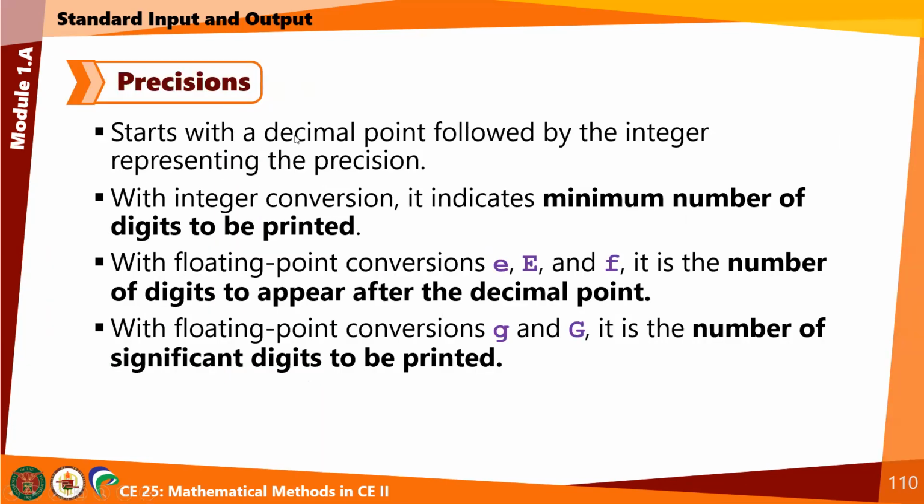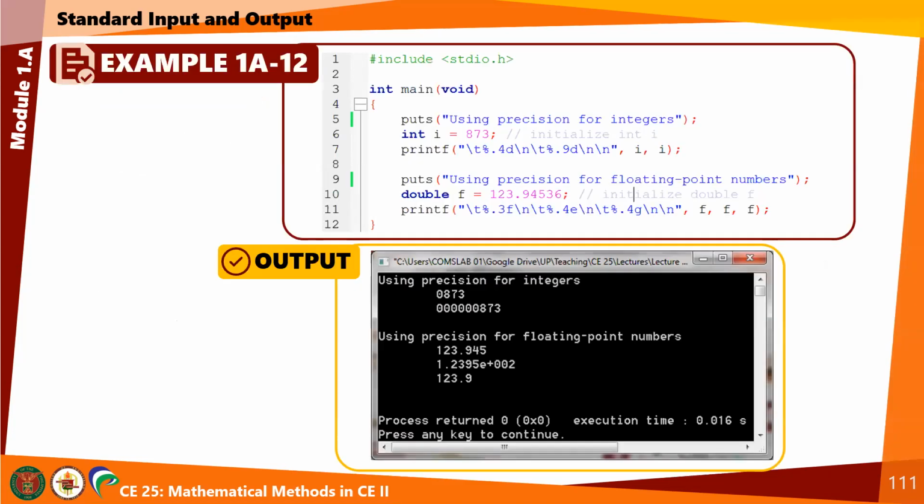Precision starts with a decimal point followed by an integer. This is what I mostly use in my programs. Precision, no? With integer conversion indicates the minimum number of digits to be printed. With floating point conversions, it is the number of digits to appear after the decimal point. Sige, huwag na natin basahin ito. Basahin nyo na lang on your own, pero ipapakita ko na lang kung paano. Okay.